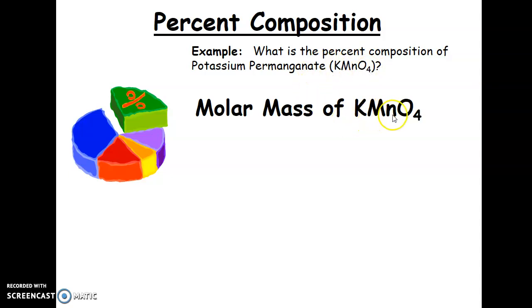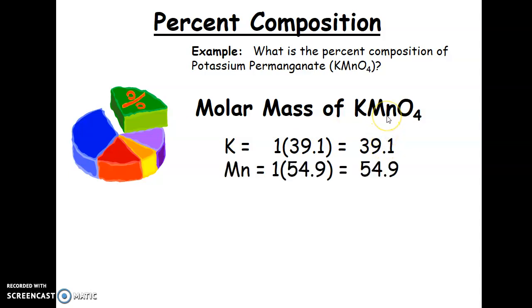Molar mass of potassium permanganate. We look for the molar mass of potassium, which is 39.1. Because you have only one potassium, you multiply 1 by 39.1, you get 39.1. The atomic mass of manganese is 54.9, and it has only 1. If you don't have any number written there, it means it's just 1. It's an imaginary 1. And then the next one is oxygen.